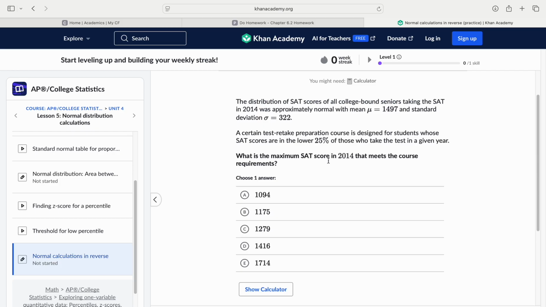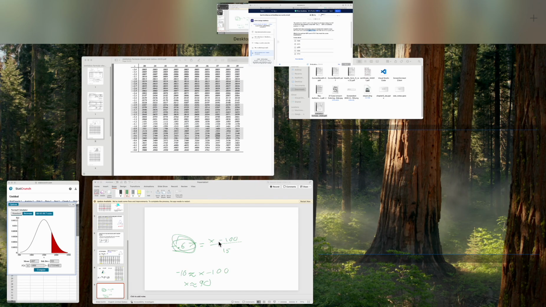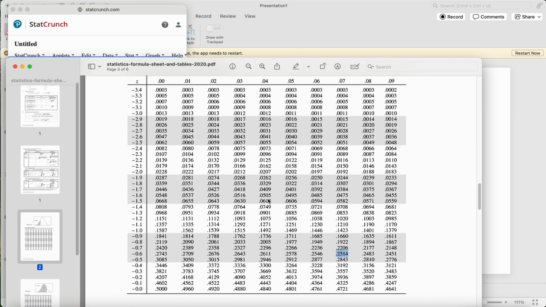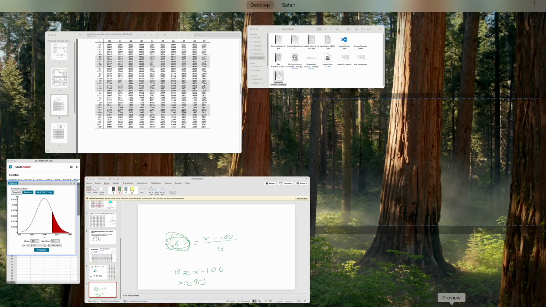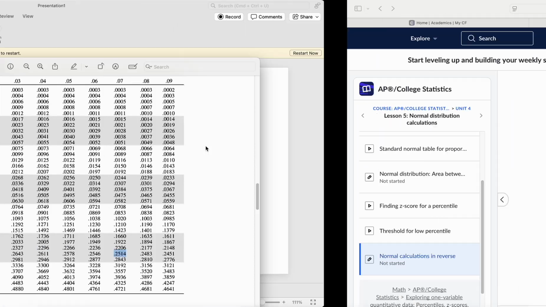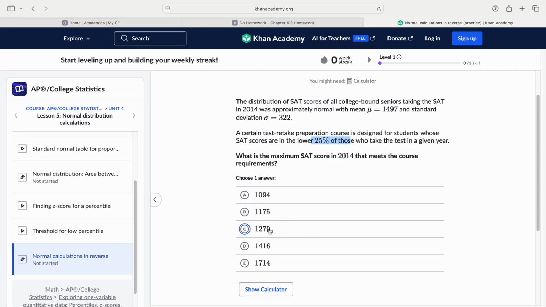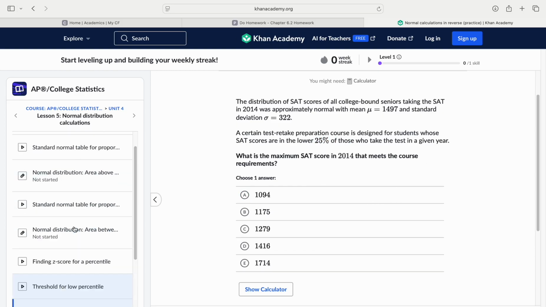Or this is where you do it in reverse, where they want the lower 25%. They want that lower 25% cutoff, so that's looking for the 0.25 area in the middle. And then, once again, like we did, reverse engineering. Now my windows are just all gone, but you get the idea. Reverse engineering what that score is that separates the lower 25 from the upper 75. So really good examples to go through there.